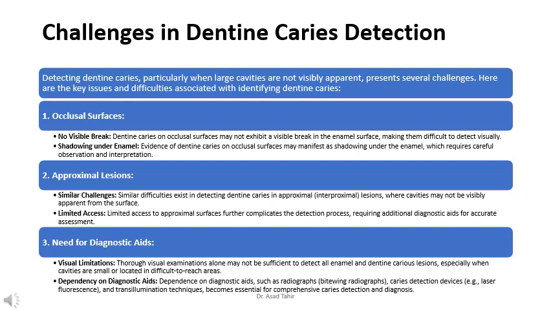1. Occlusal surfaces. No visible break. Dentine caries on occlusal surfaces may not exhibit a visible break in the enamel surface, making them difficult to detect visually. Shadowing under enamel. Evidence of dentine caries on occlusal surfaces may manifest as shadowing under the enamel, which requires careful observation and interpretation.